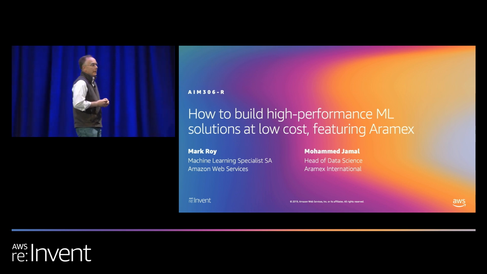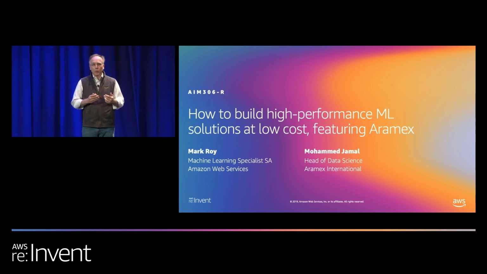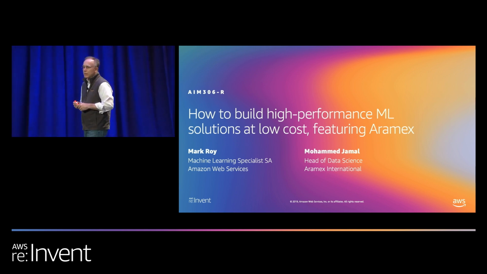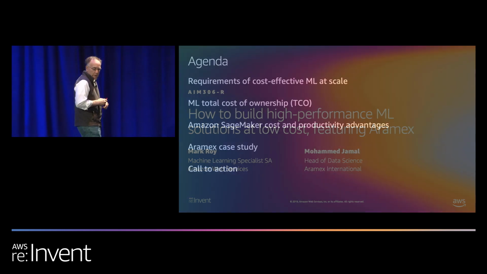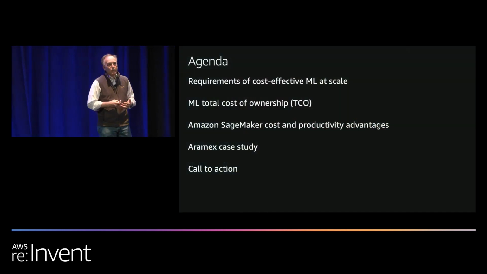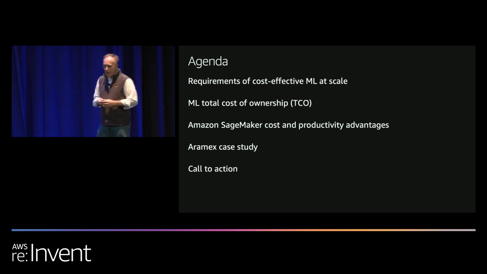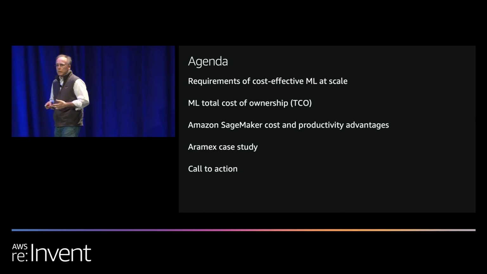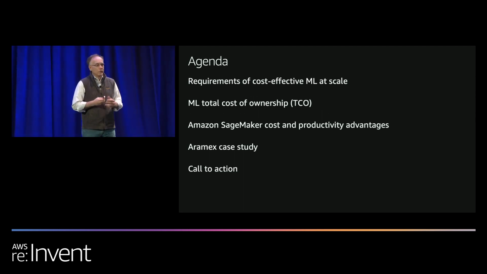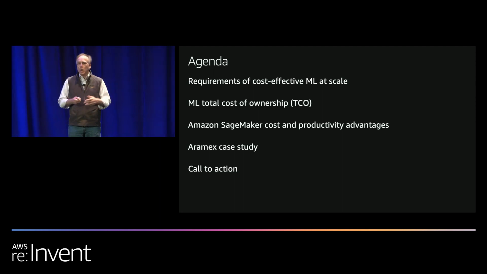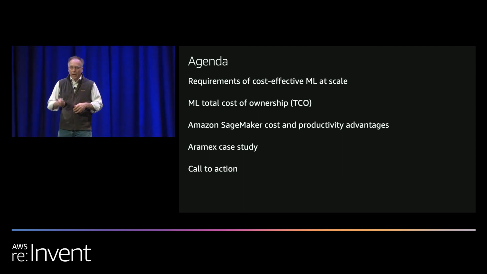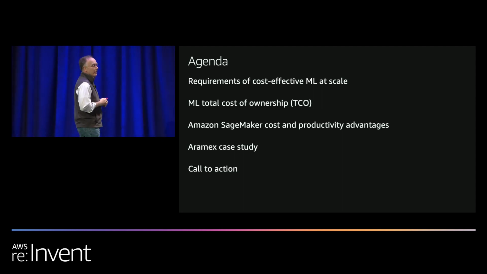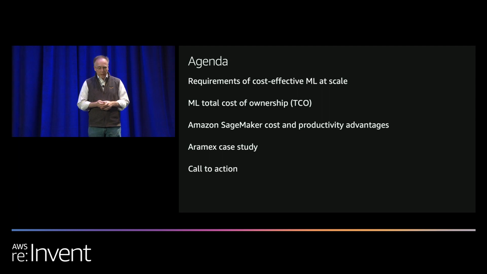My name is Mark Roy, and I'm a machine learning specialist SA at AWS. And we've got Mohammed Jamal here, the head of data science at Aramex International. He'll be joining me as well. And here's our agenda. We'll talk about the requirements for cost-effective machine learning at scale. And I'll introduce a framework that you can use to look at the total cost of ownership, which is how I think you need to look at this problem. I'll also talk about SageMaker as an overall end-to-end modular service, and what are the cost advantages and productivity advantages you get from SageMaker. And then I'll hand it over to Mohammed, who will take you through a case study on how Aramex is taking advantage of SageMaker.